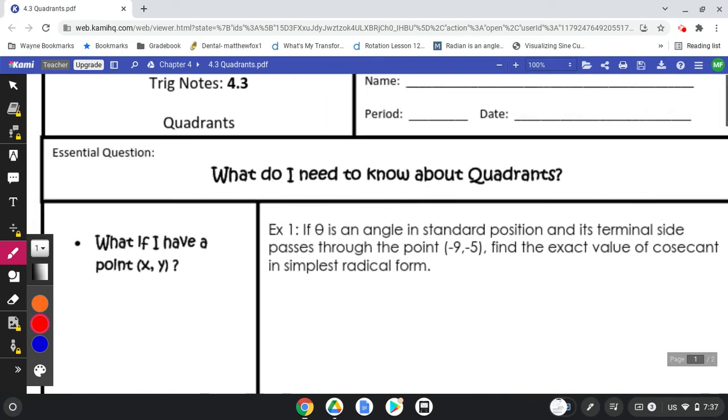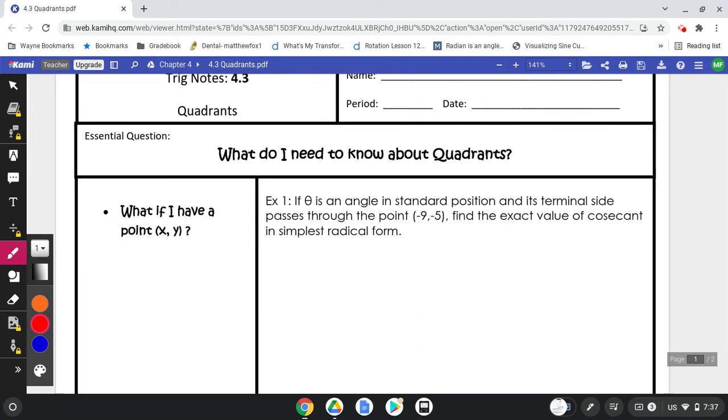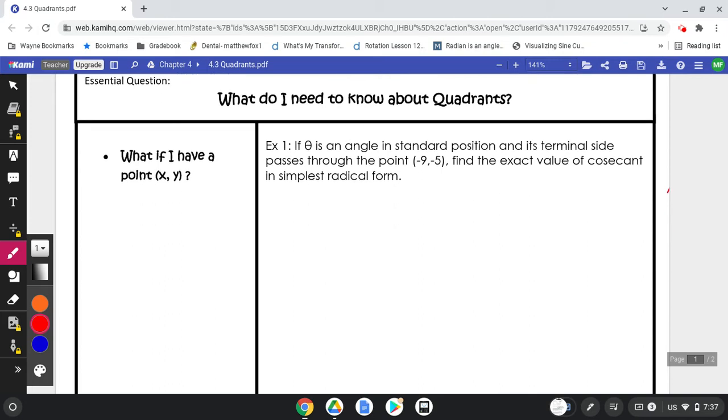All right, so today, welcome back. We're going to start on 4.3. We're going to focus on quadrants, and this will pick up kind of on what we covered yesterday. So hopefully you watched that video, and then we'll move on, get into some wording, kind of how Delta Math does it, so you can understand that. There will be a Delta Math assignment today, in addition to watching this video.